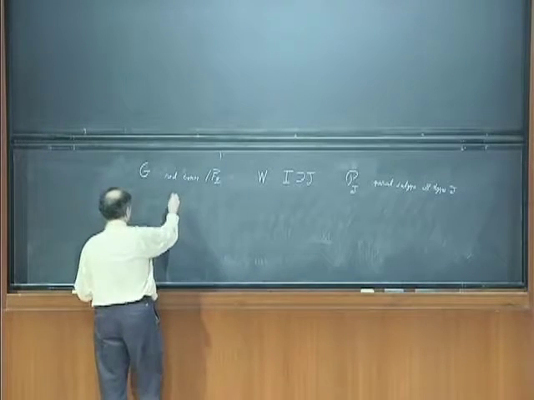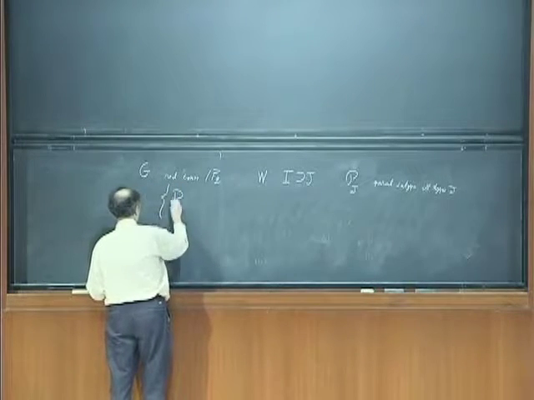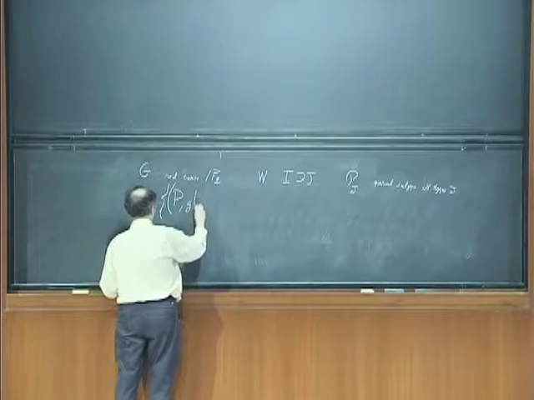So now I want to consider the following variety. I take all pairs P, gP.